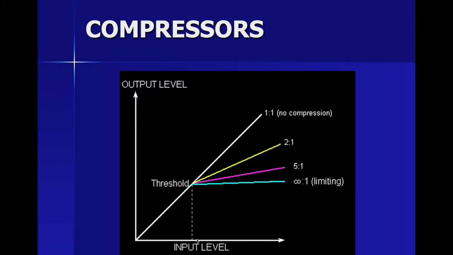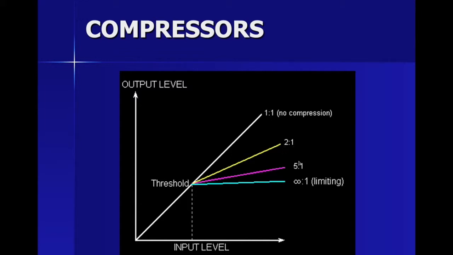So for every 2 dB we go over minus 20, we only get 1 dB out of the output. So if we had a 6 dB increase, we'd only have a 3 dB output increase once we go beyond the threshold. 2 to 1 is the same ratio as 6 to 3. If we had an input of 10 dB and we had a 2 to 1 ratio, our output would be 5 dB. If we put in 10, the other side's going to be 5.